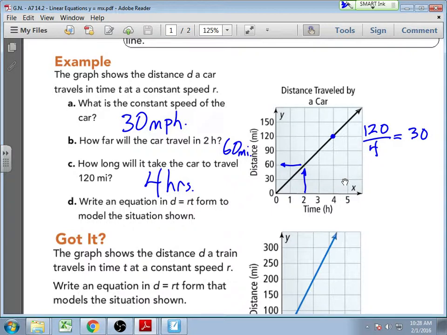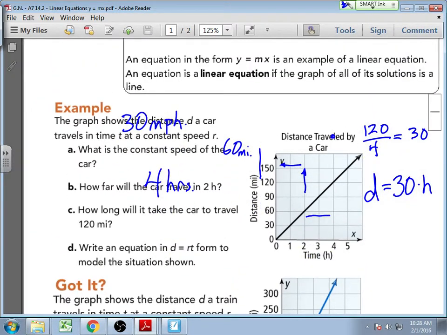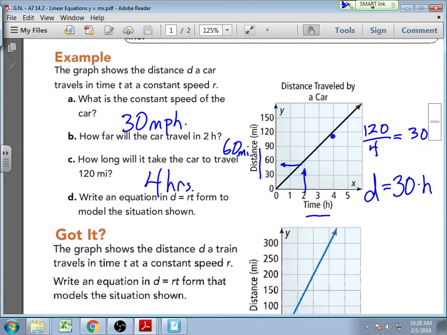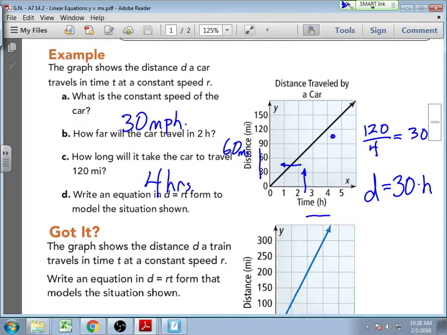Write an equation in dirt form to model this situation. Notice our distance is our y, our time is our x. This is in y equals mx form. But now, instead of using y equals mx, we're going to write it in dirt form. So distance will equal, what's our rate? 30. So distance will equal 30 times the time or the hours, whatever you want to put, but I'm going to make it H. If I can line this up again.